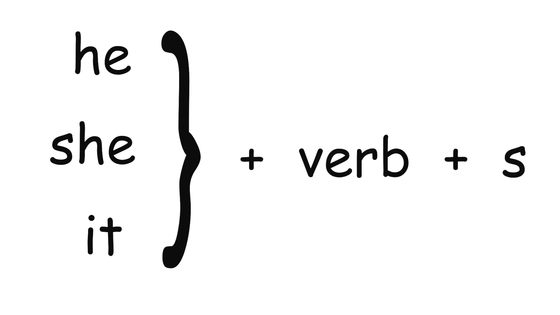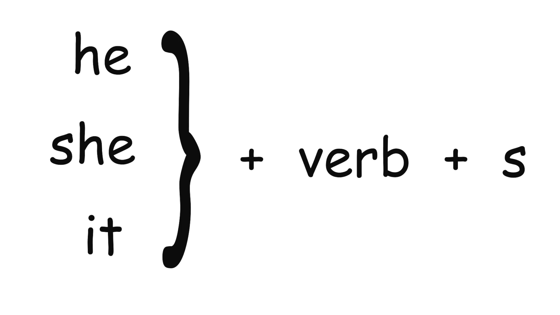Now, the simple present tense in English is actually really easy. It's probably why they have the word simple in the name. Basically, there's two different endings for this tense. If you're going to use the pronouns I, you, we, or they, then you just take it and add the verb as it is. If you're using he, she, or it, then you're going to add the verb, and then add an S to the end of that verb.